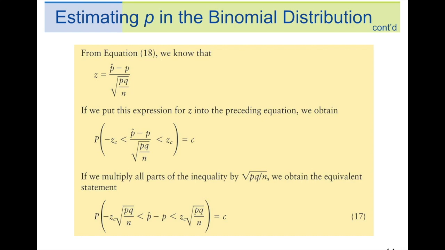If we multiply all parts of the inequality by the square root of pq over n, we obtain the equivalent statement which we started with, which was the probability that negative z sub c times the square root of pq over n is less than p hat minus p is less than z sub c times the square root of pq over n, all equals c. So what we just did was derive this equation based on everything we previously know. So this is just how the equation is derived. Now we're going to get into more on how to use this equation and how it makes sense.